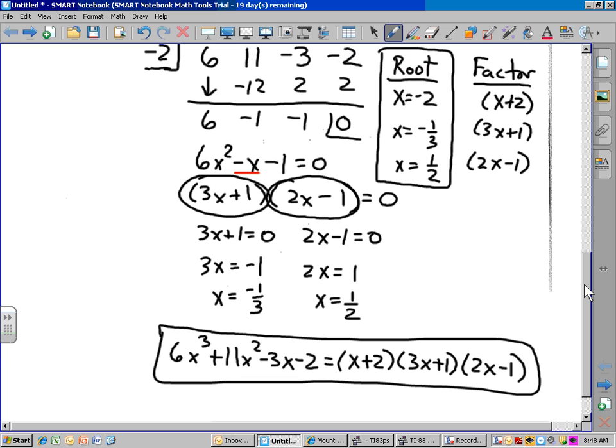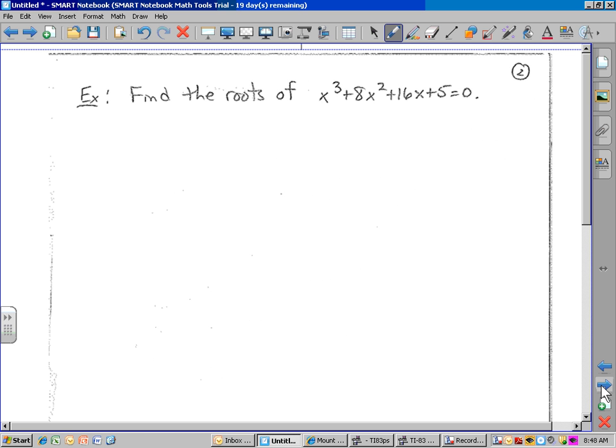We're going to do this 2 more times. This is all we're going to do with this section. So here's another example. Find the roots of x cubed plus 8x squared plus 16x plus 5 equals 0. We must first look at the possible roots.